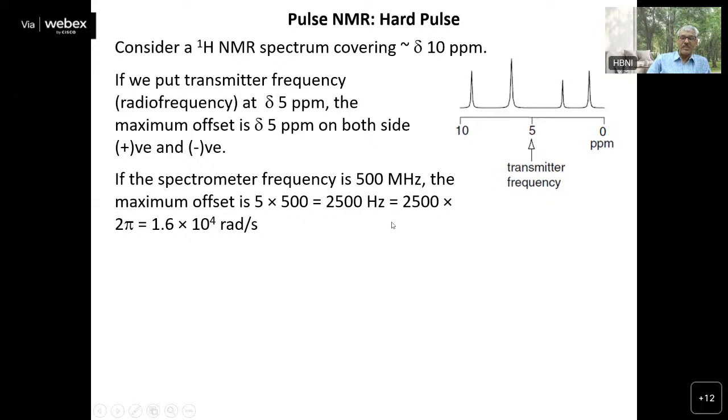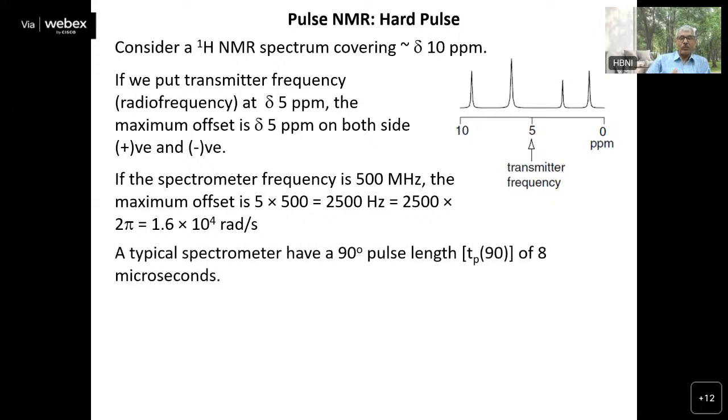If you convert this hertz into radians per second, you multiply by 2 pi, so it becomes about 1.6 times 10 to the power 4 radians per second. Now normally, in a 500 megahertz NMR spectrometer, the 90-degree pulse length is about 8 microseconds. That means in 8 microseconds your equilibrium magnetization moves from the Z prime axis to the Y prime axis, because that is 90 degrees.